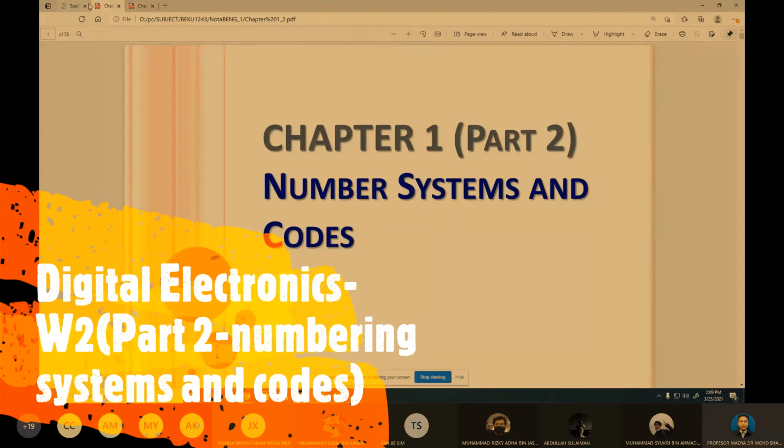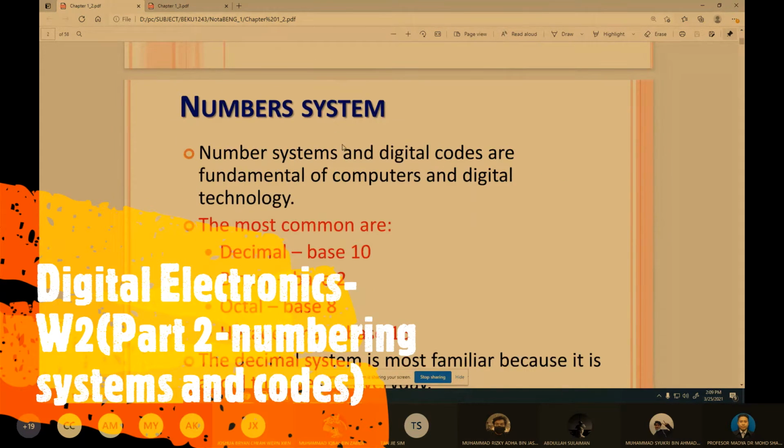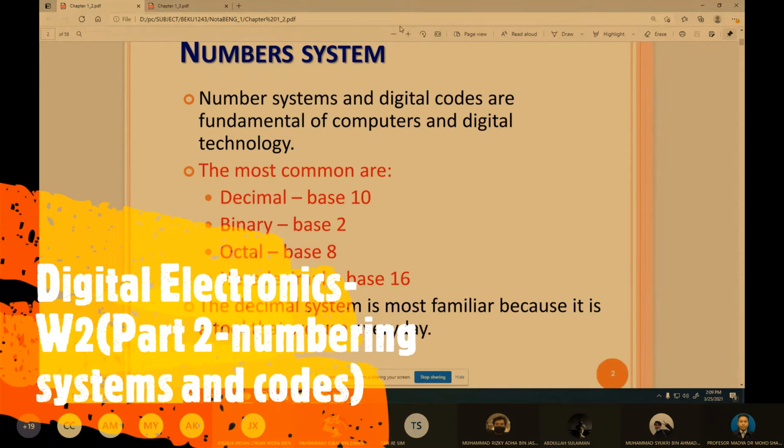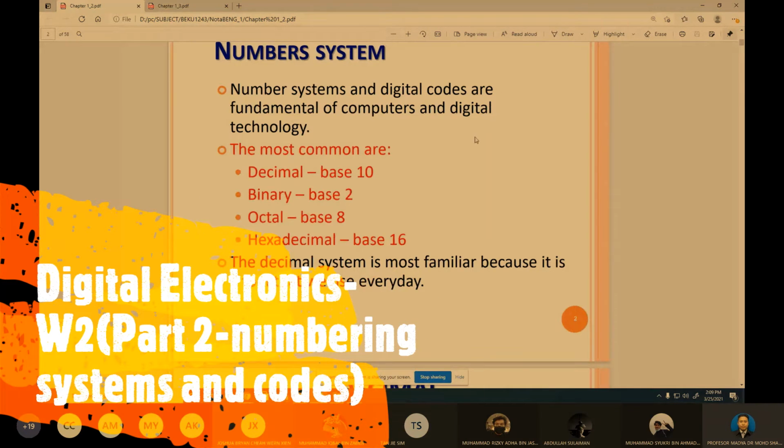Alright. So can you see this one? Okay. So next for chapter 1, part 2 is the numbering system and codes. So the numbering system and digital codes are fundamental to computers and digital technology.